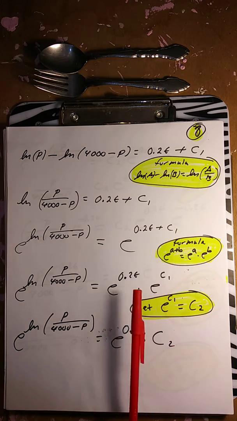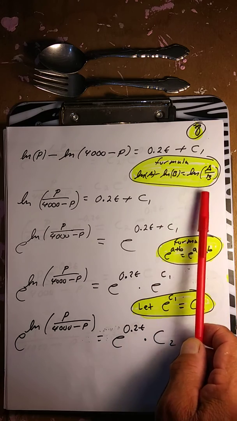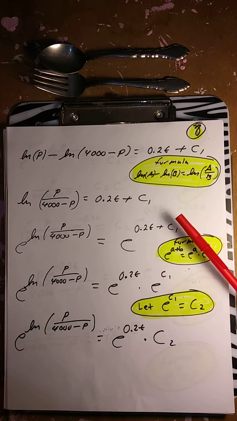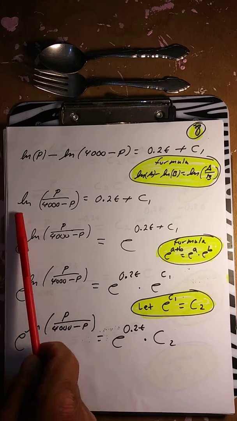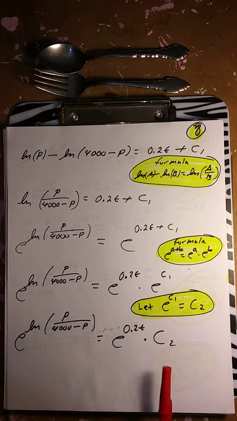So now what we're going to do is rewrite this using the formula log of a minus log of b equals log of a over b. So we're going to use that formula right here. So log of p over 4,000 minus p equals this, from the log of a minus log of b formula.